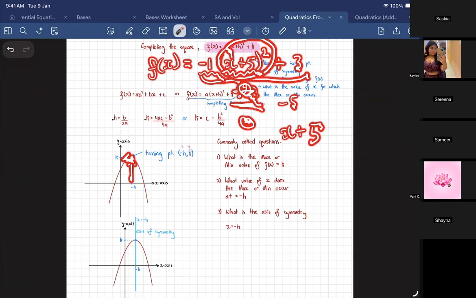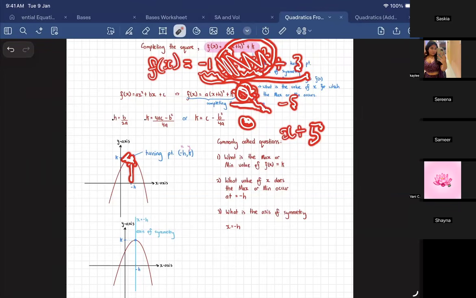Now inside the brackets you have x plus 5. If I tell you x is minus 5, what's going to happen inside that bracket? It's minus 5 plus 5, so it turns into 0. And if the bracket is 0, 0 by negative 1 is 0. So that just leaves you with positive 3.